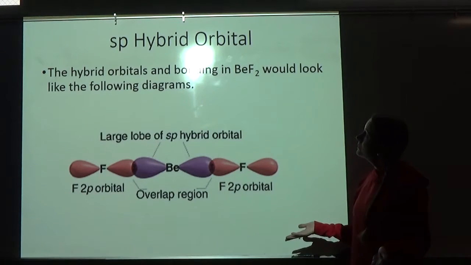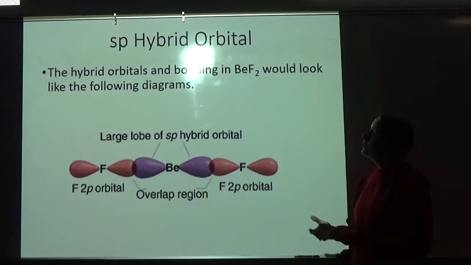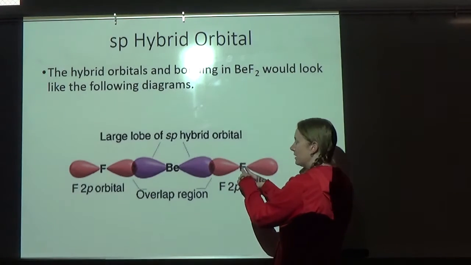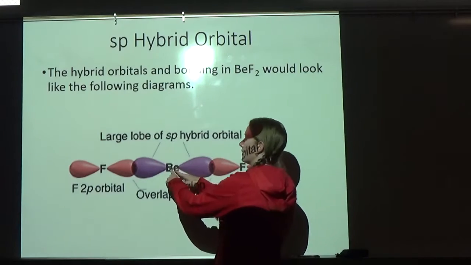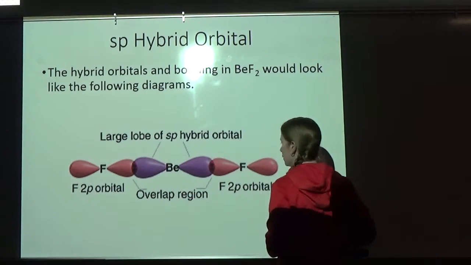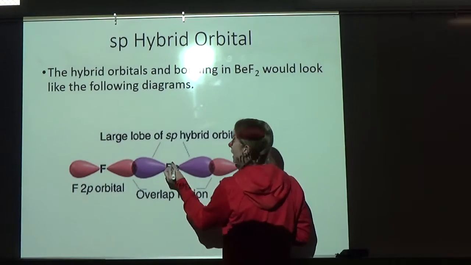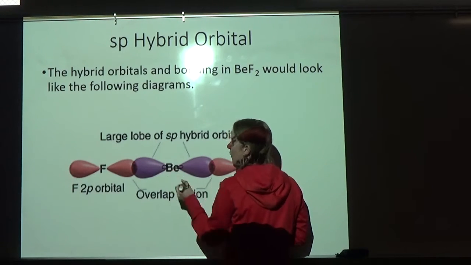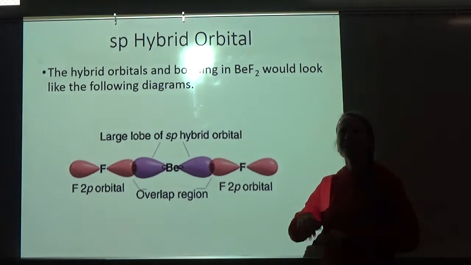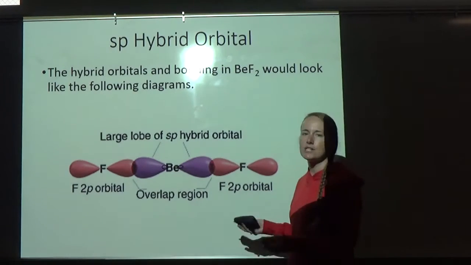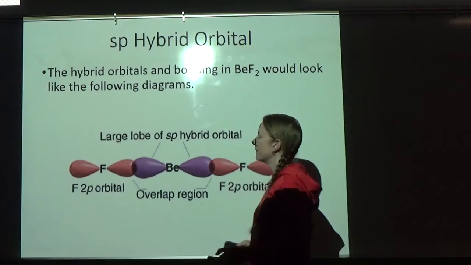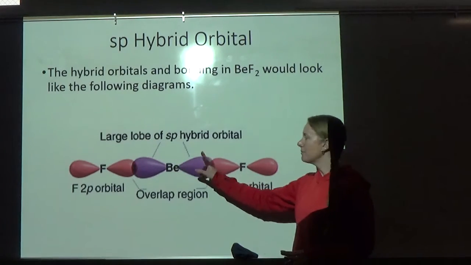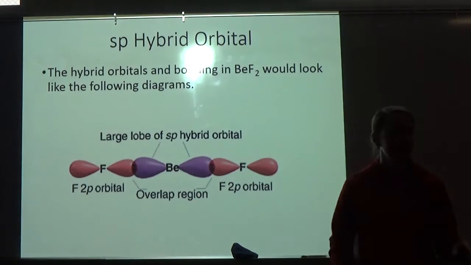The hybrid orbitals and bonding in BeF2 would look like the following diagram. So F just has its normal p orbital, and it's overlapping with the new hybridized sp. And remember, there's technically that other little lobe on the other side. Because it's so small, we tend to just not put that in the drawing because it kind of overlaps with everything. And so that's what it would look like, and that makes both bonds identical.